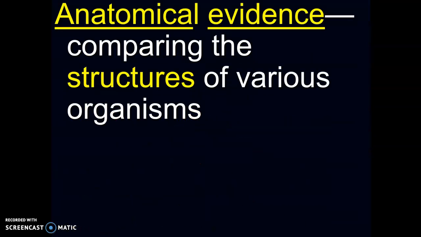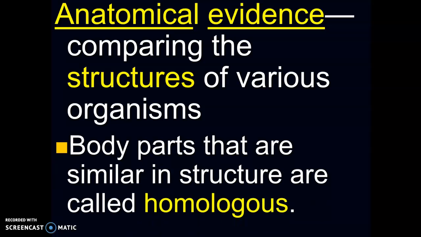Okay. This is one of my favorite pieces of evidence. The anatomical evidence. This is where we're going to compare structures of various organisms. Body parts that are similar in structure are called homologous structures. And we'll take a look at what that means.